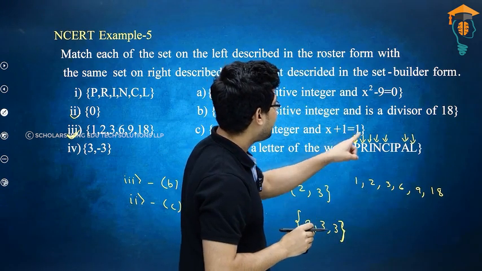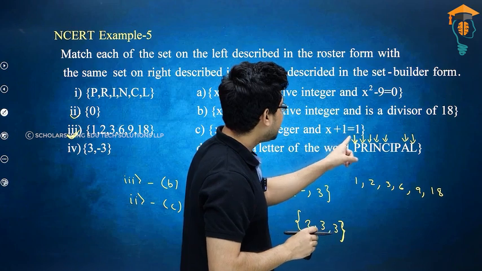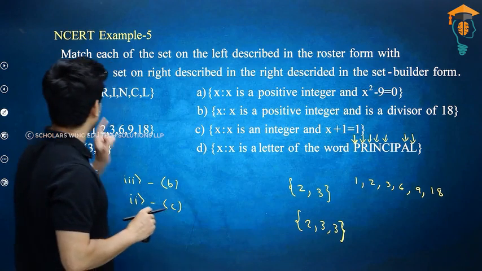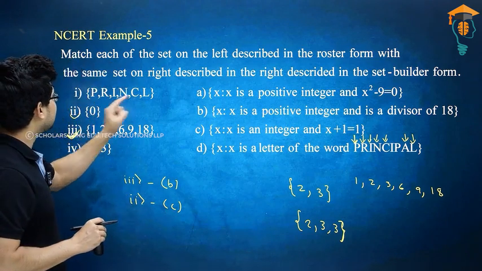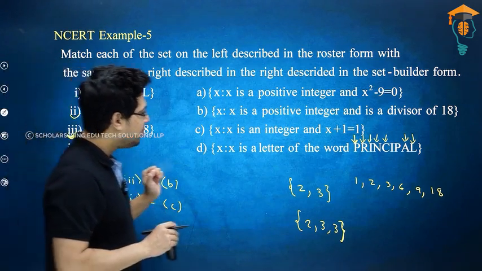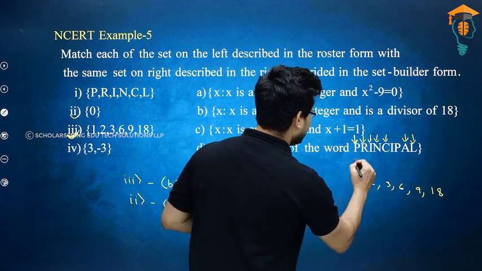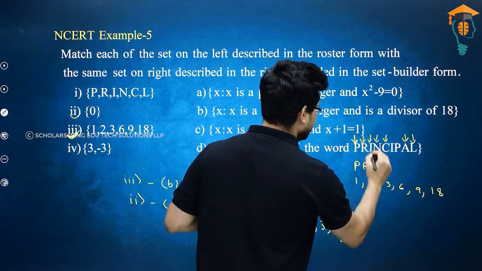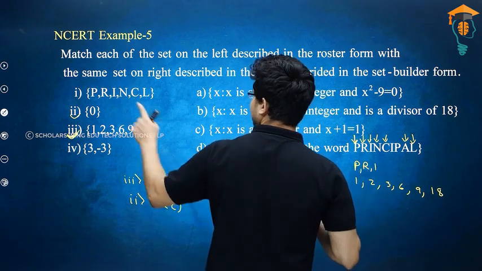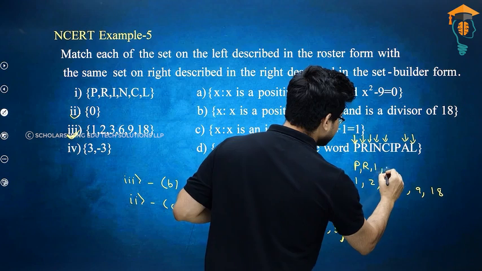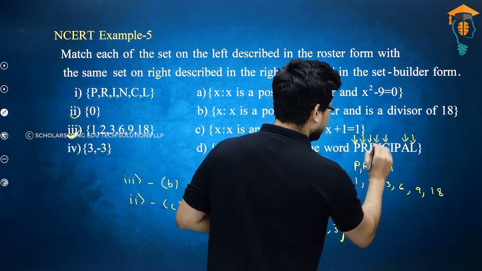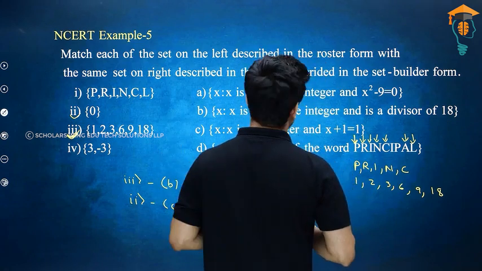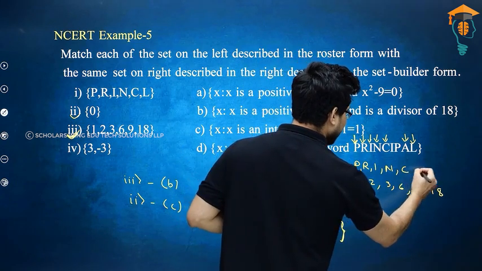So how many unique elements are we having? 1, 2, 3, 4, 5, 6, 7. 1, 2, 3, 4, 5, 6. Have we repeated something? P over here. R, alright, R. Here also we have PR. Here I. Here also I. Here N. Here also N. Here C. Here also C. AL. Alright, AL.